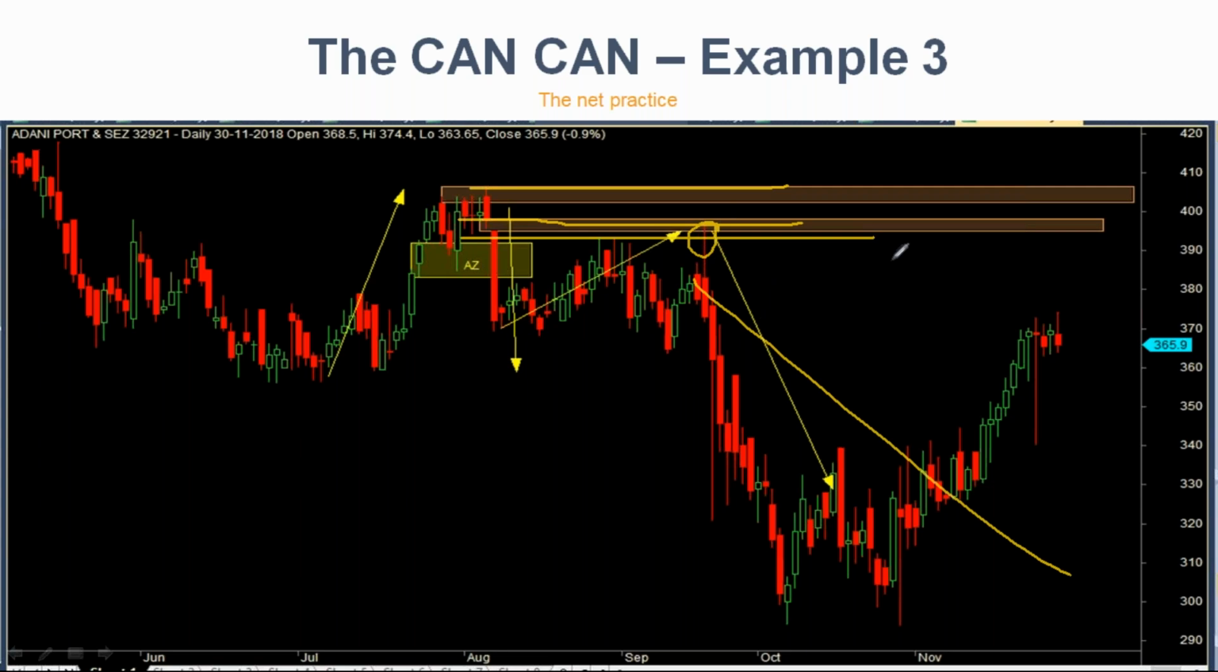Is this example clear? Anybody having any doubt on this example? If you find anything wrong in my marking, let me know.